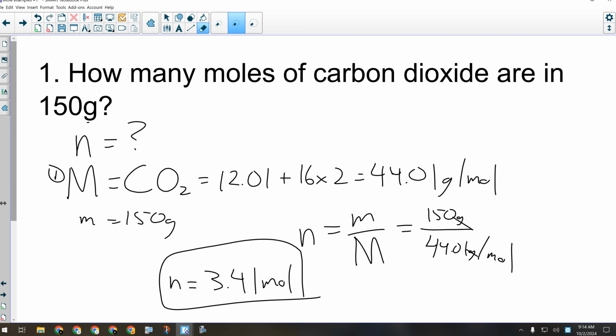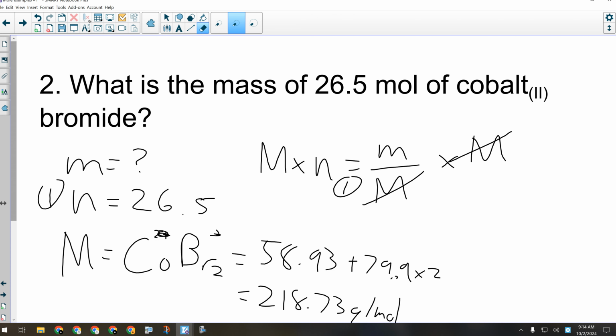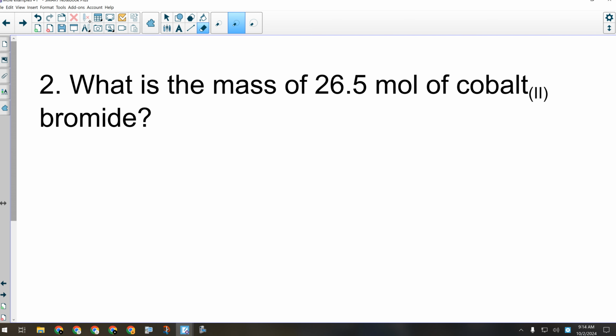Okay, and how many people have done number 2? All right, let's have a look at number 2. So number 2, type 2 question. We're looking for the mass. It says, what is the mass? So we're looking for little m. And they tell us that we have 26.5 moles, which is actually quite a bit, of cobalt 2 bromide.